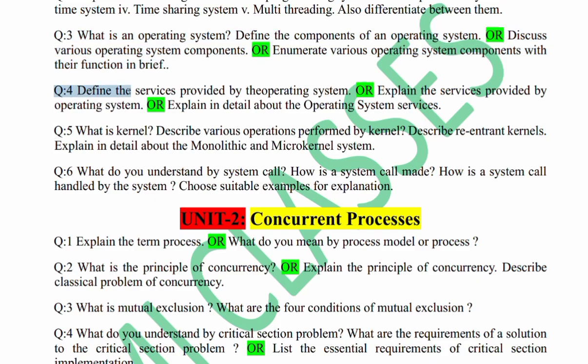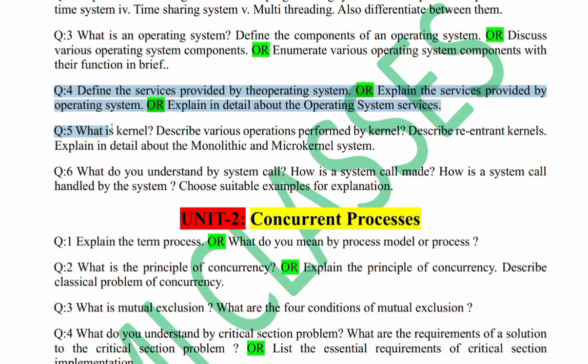Question number fourth is, define the services provided by the operating system, or explain the services provided by the operating system, or explain in detail about the operating system services.